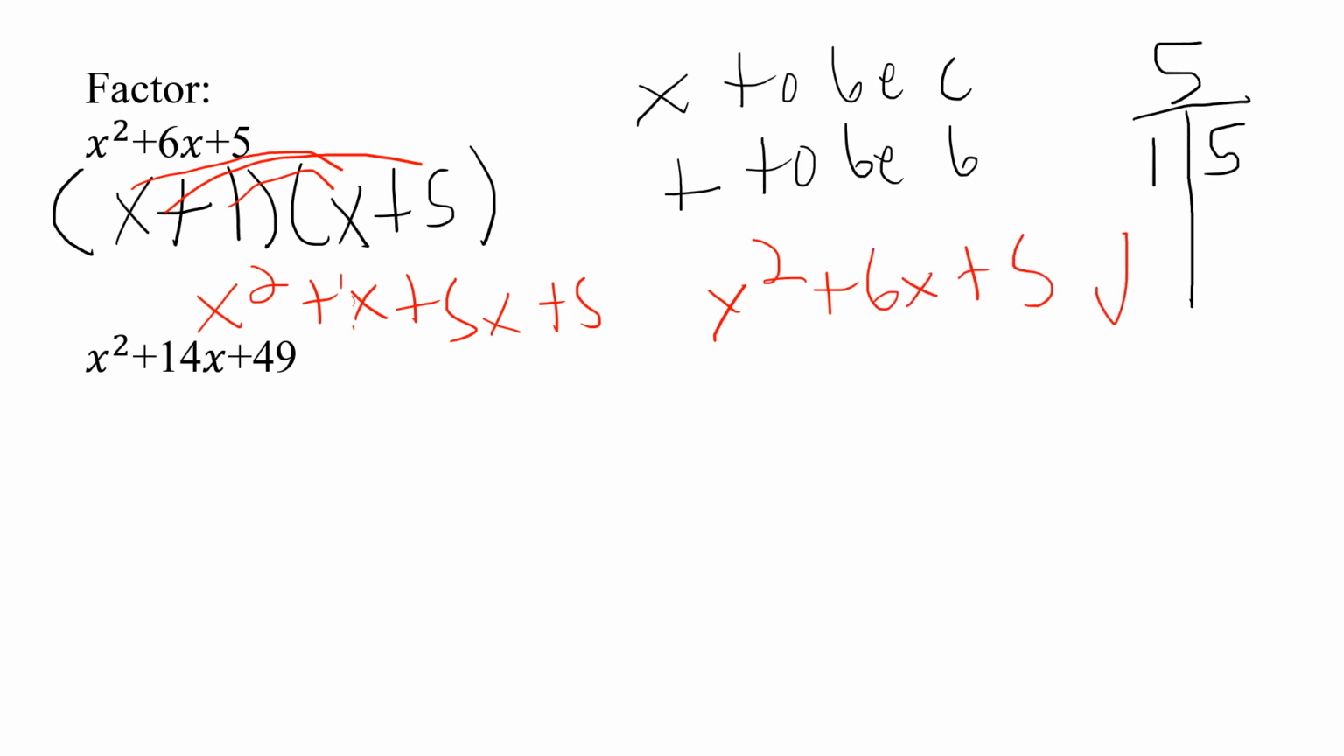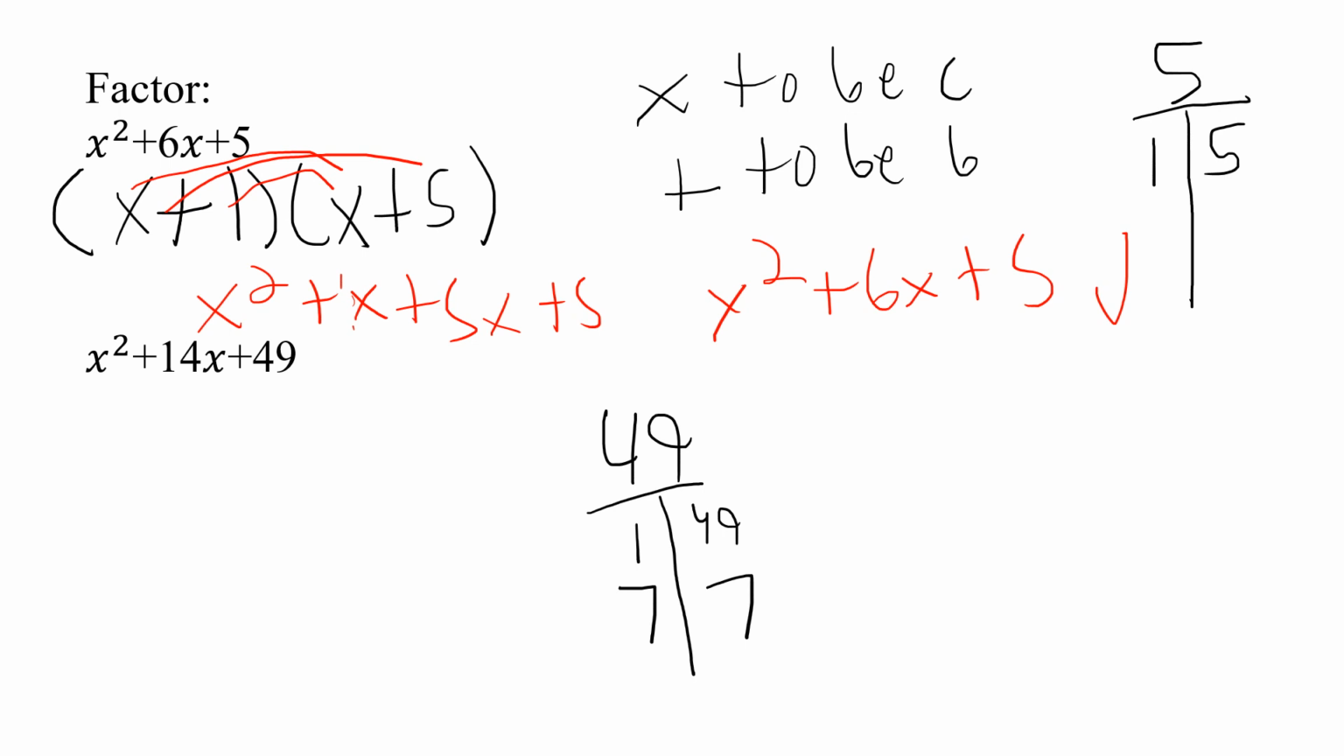Let's try this one. All right, we need two numbers that multiply to be c and add to be b. All right, so 49. Well, we have 1 and 49. 2 doesn't go into 49. 3 doesn't. 4 doesn't. 5 doesn't. 6 doesn't. But 7 certainly does. 7 times 7 is 49.